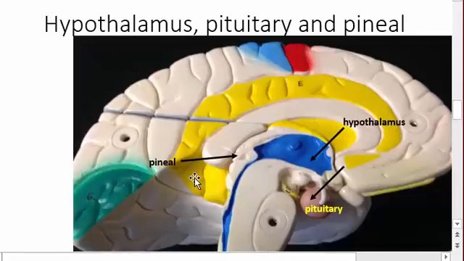So here we are looking at the brain, and this is a cut section of the brain. This area here is the hypothalamus with an anterior and a posterior portion. You must know functions and hormones produced by both. Then here is the pituitary gland, and just posterior to the hypothalamus and even the pituitary, this little gland here is the pineal gland. So once again, must know functions and the hormones produced by these.